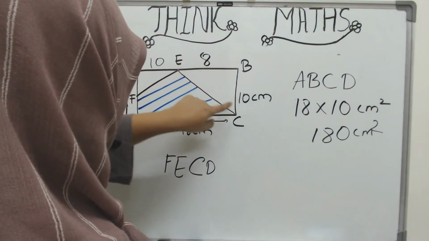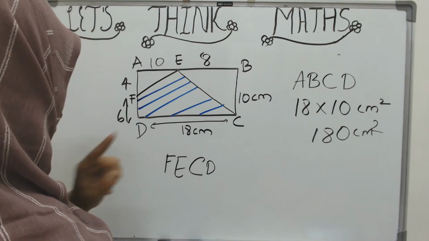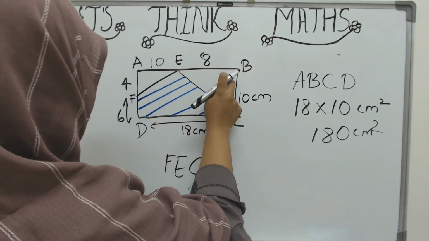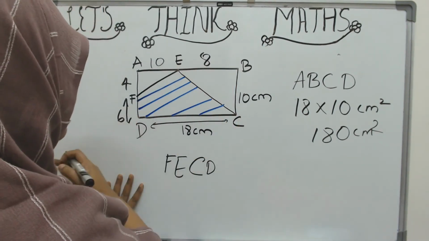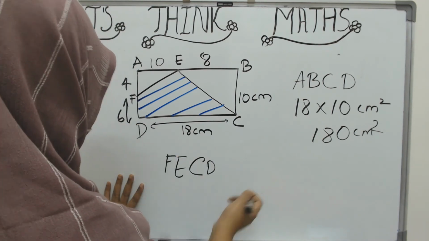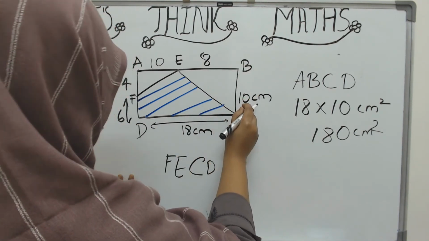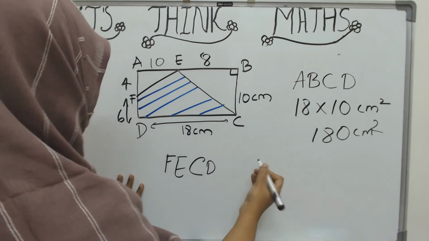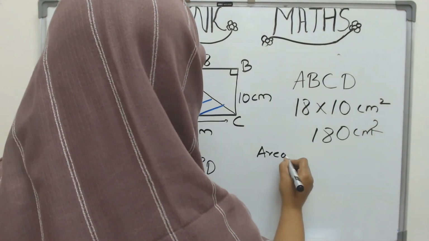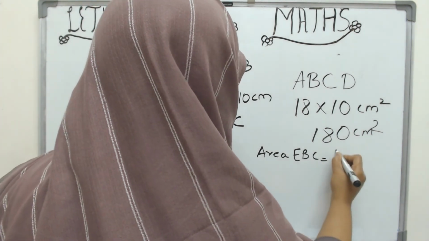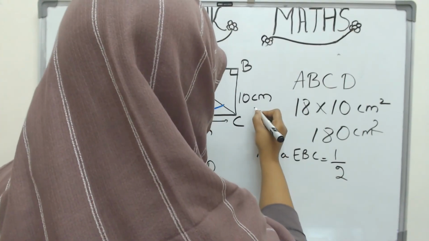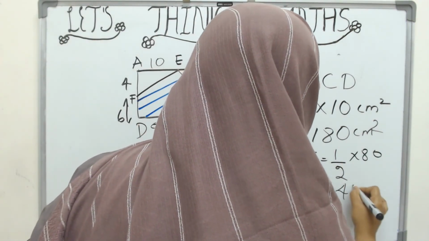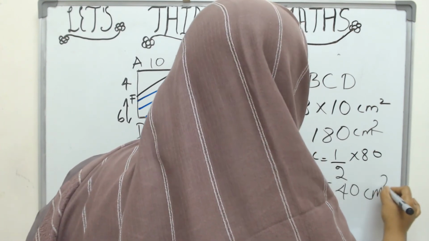Now look at this one. This is a triangle. For a triangle, what all do you need? You need one side and its corresponding altitude. But then rectangle, what did we learn first? Rectangle means all the angles are 90 degrees. Or in other words, if you consider this as a side, then EB will be its altitude, because this is a right angle. So what will be the area of EBC? It will be half of 8 into 10, that would be 80, and the answer would be 40. Again, do not forget the unit, centimeter square.